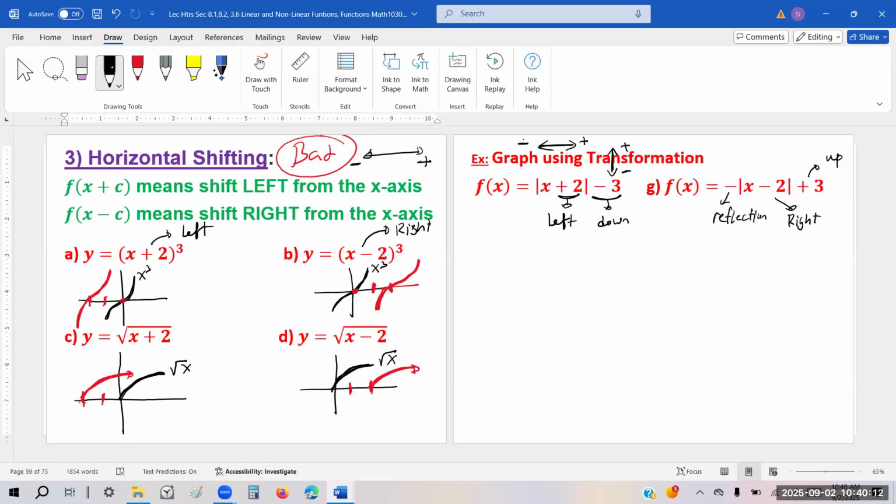The single number only goes up or down. Inside goes left, right, opposite direction. And negative in the front reflects. So let's draw these two graphs.